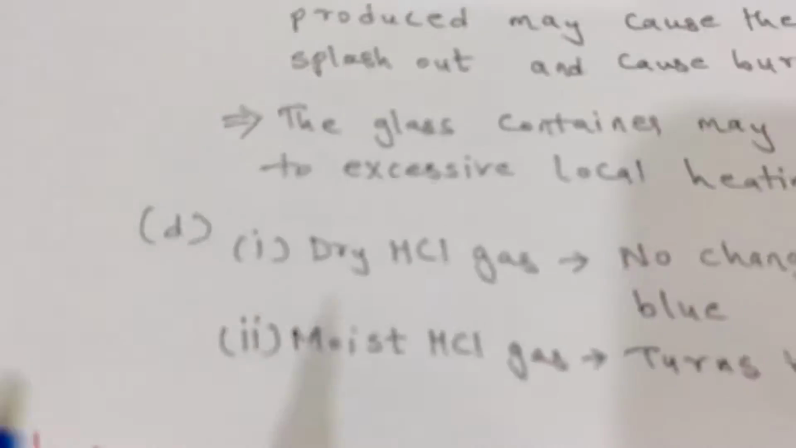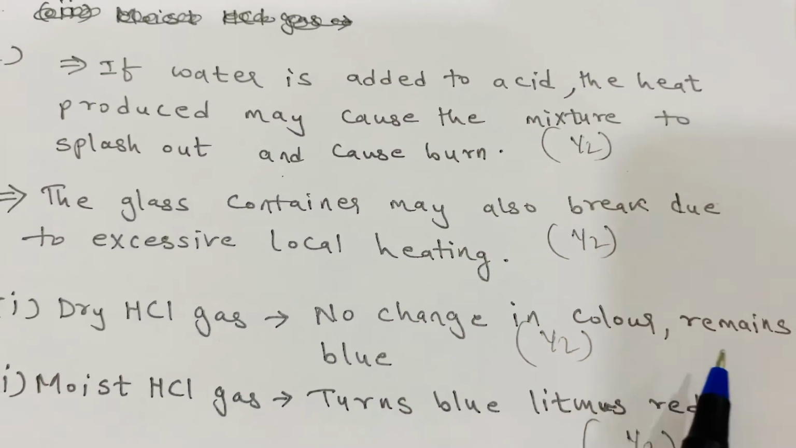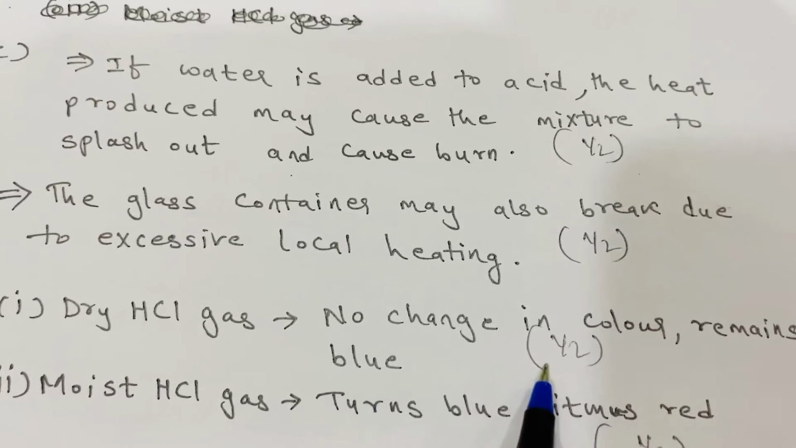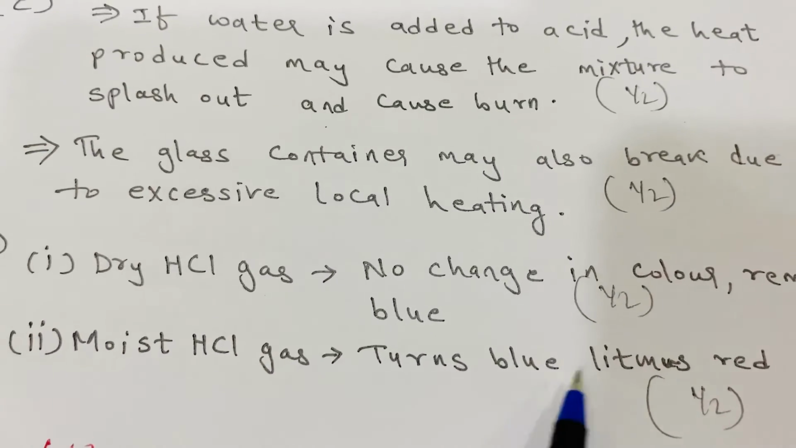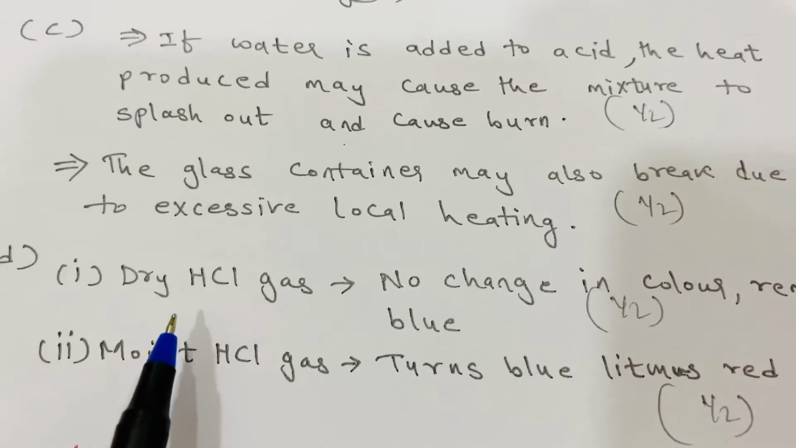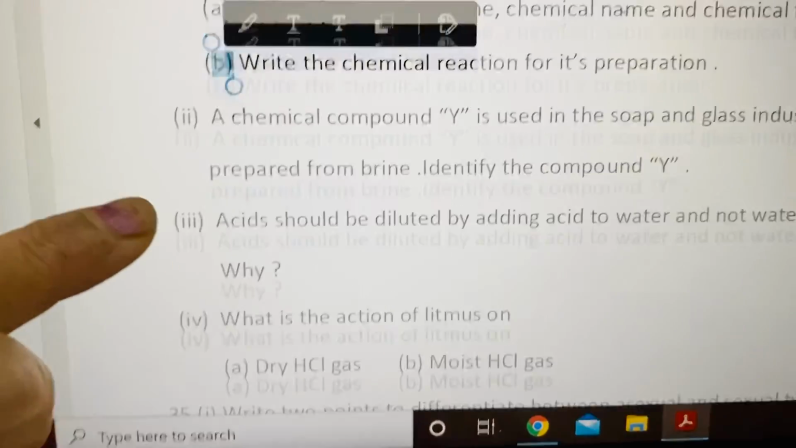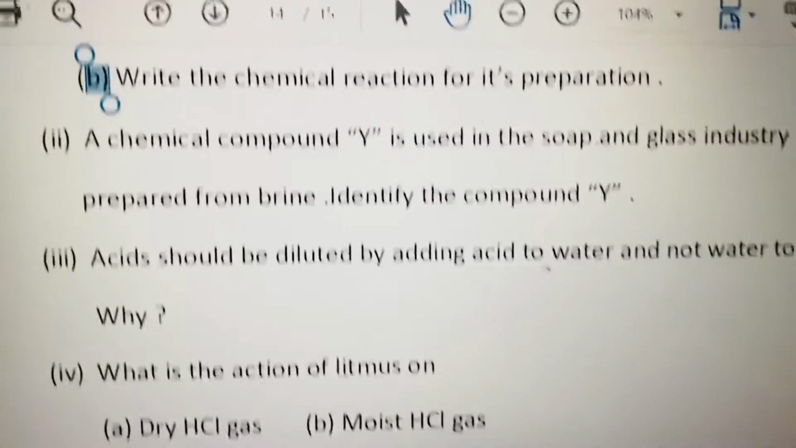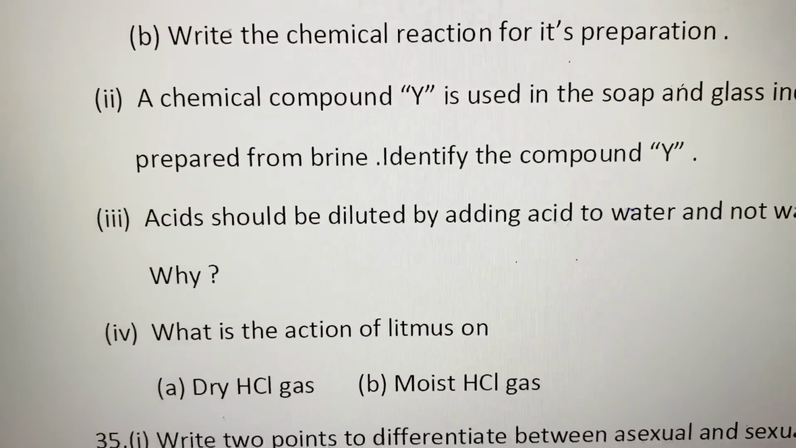So you have to write down like this, that dry HCl gas, no change in color, it remains blue. This carries half mark, and moist HCl gas turns blue litmus red, this carries half mark. So you only have to tell what happens, you don't have to tell any reason for it. What is the action, only you have to explain. So in this way we have completed question number 34.